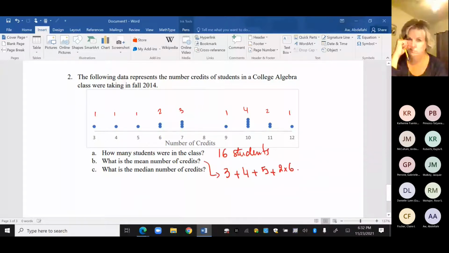2 times 6. 7 is how many times? 3. 3 times 7. Plus 9 1 time. Plus 10 4 times. Plus 11 2 times. And plus 12 1 time. All that divided by 16.